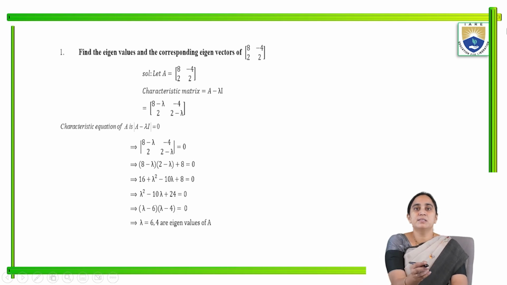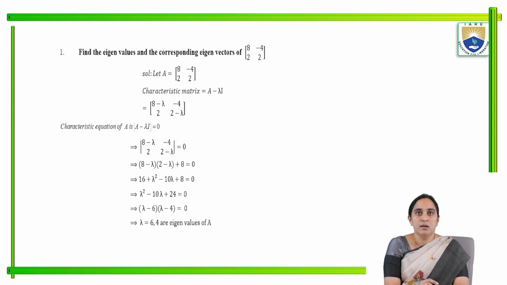We already discussed in the last class how we find the eigenvalues from the characteristic equation. How do we get that equation? We find det(A minus lambda I) equal to 0, and that gives the characteristic equation. After simplifying it, we get two values, which are called the eigenvalues.